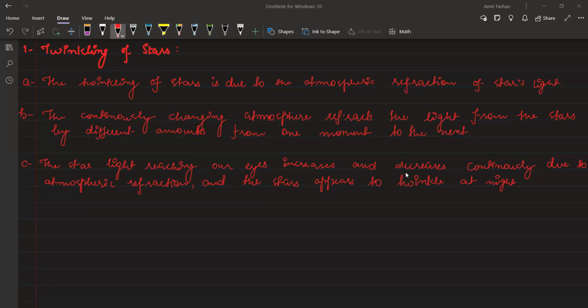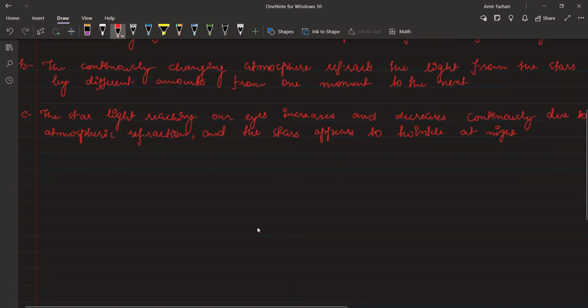And if somebody asks why the planets do not twinkle, it is because of the size. The planets are much closer than the stars, and they have a very big size in comparison to the stars. Stars are very far away from our Earth. Am I clear to everybody? Please let me know.